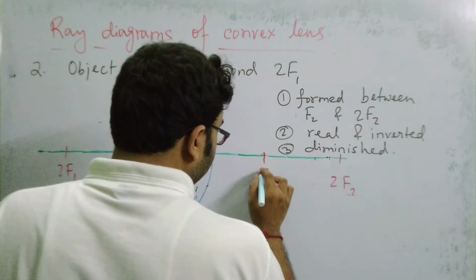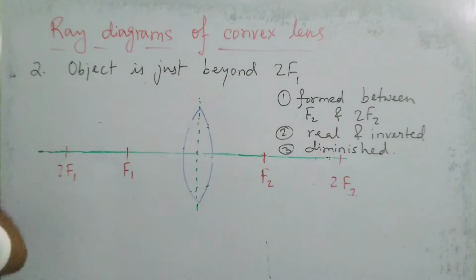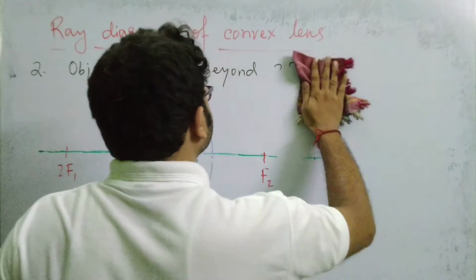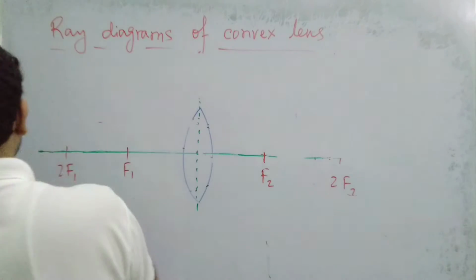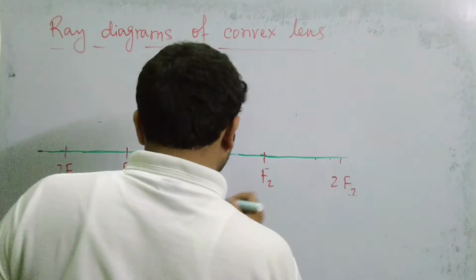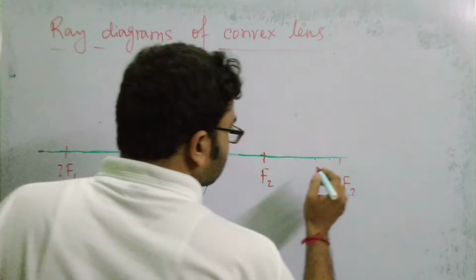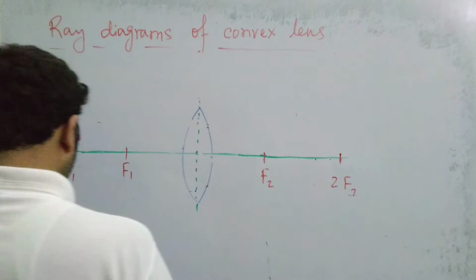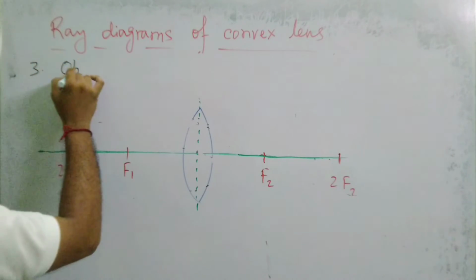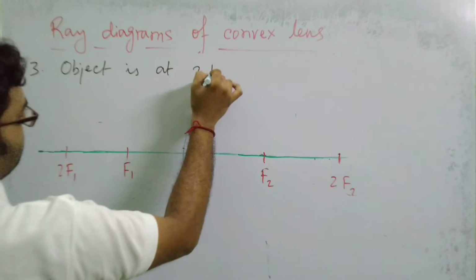Okay, 2f1. Fine. Now when the object comes at 2f1, let me just rub it here also. So the object comes at 2f1. Fine. So the third point is that the object is at 2f1, exactly 2f1.